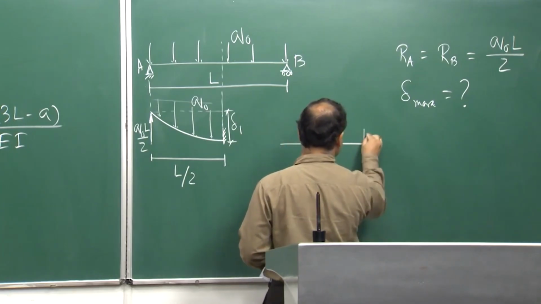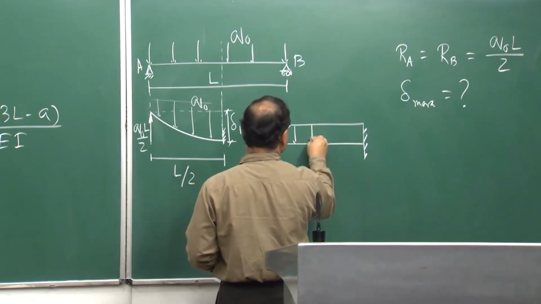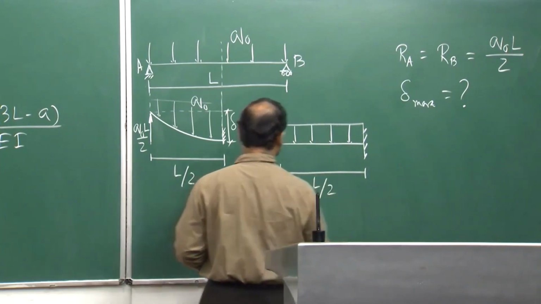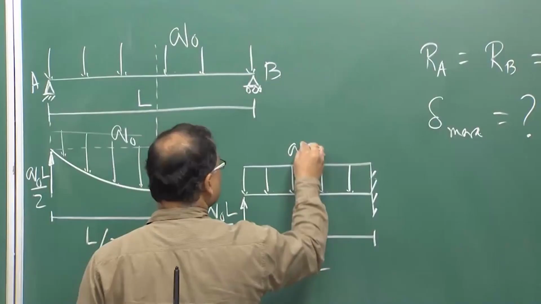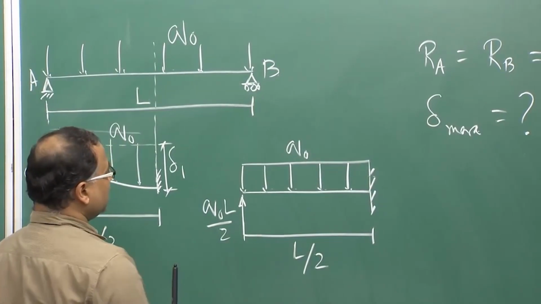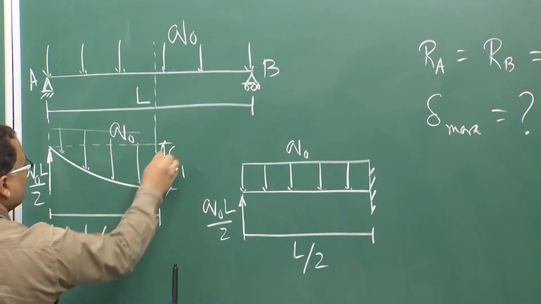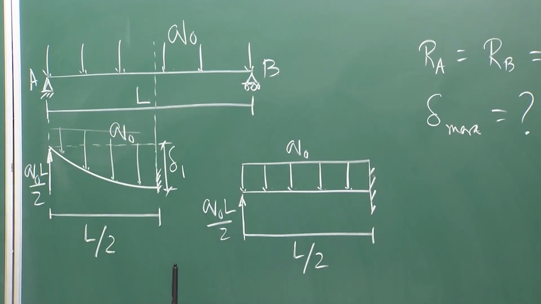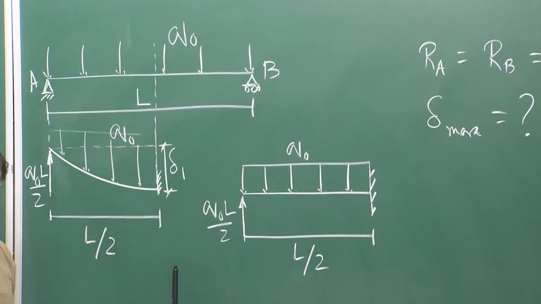This is your cantilever beam which is having the span L by 2, and you are having one concentrated force Q naught L by 2, and you want to find out the deflection at the free end, because the free end deflection is nothing but equal to the deflection at this point, because this is the line. So, if you can find out the deflection at the free end, then basically your job is done.